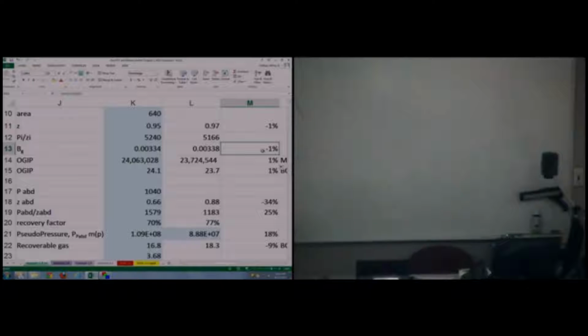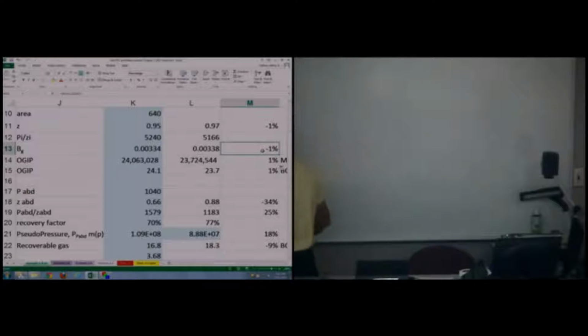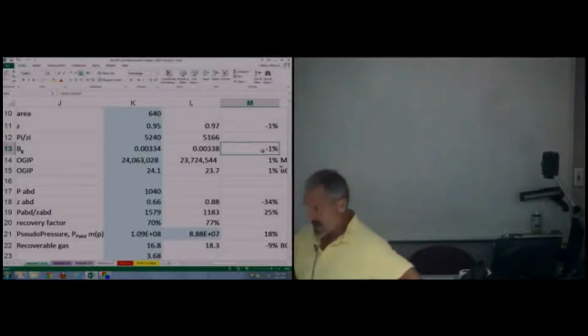What it does, if you have an analytic function, you can always use the Newton-Raphson iteration. And if you don't have an analytic function, like a Z function, you can always use the secant method, where given two guesses, you can get a third better guess. So that's what that's doing.